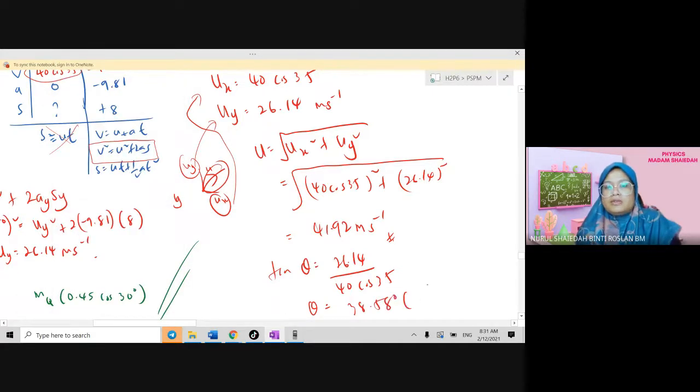38.58 degree. So this one is above positive x axis atau above horizontal. Boleh juga sebab dia cakap perkataan horizontal. So you kena sepatutnya cakap perkataan horizontal juga lah. Above horizontal. So you have to look at the question lah apa yang dia bagi.